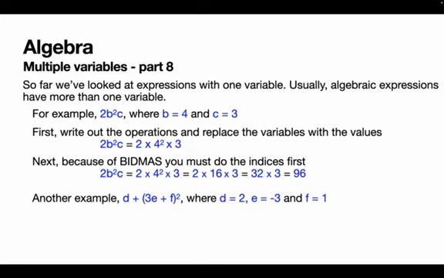Here's another example with multiple variables. So d plus 3e plus, open brackets, 3e plus f, close brackets, squared. And so let's calculate this in the case where d equals 2, e equals minus 3, notice the minus sign in front of the 3, and f equals 1. So just put the video on pause, have a go at working that out, and then press play.